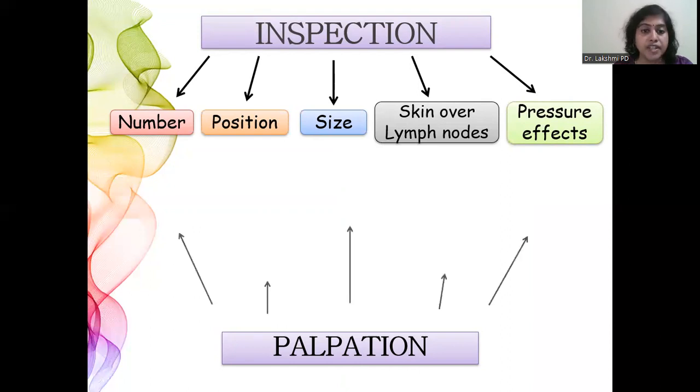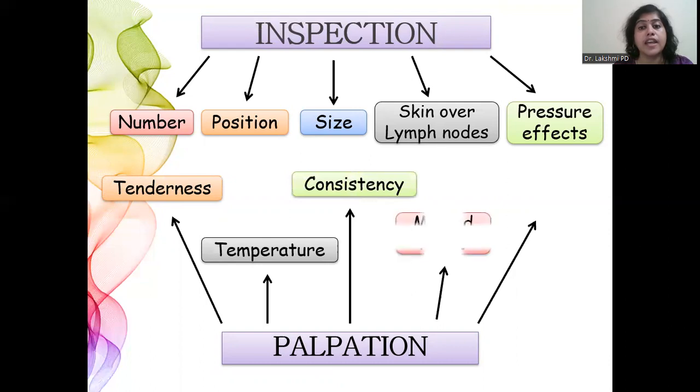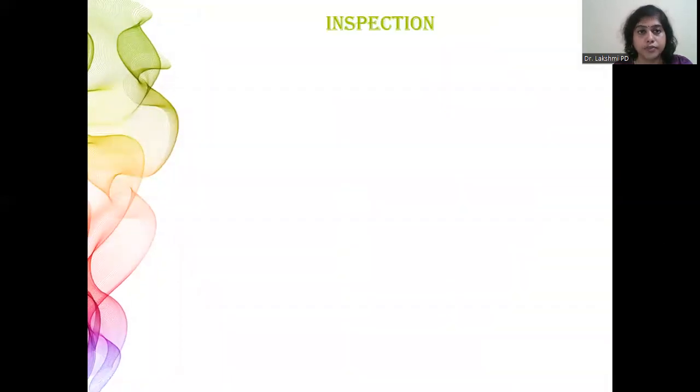Now, I told you how you palpate each group of lymph nodes. But while palpating, what you're supposed to be noting is the tenderness, if the patient has any sort of tenderness while palpating these lymph nodes, and if there is, the temperature, whether there's any temperature rise or not, the consistency, whether there is any matting of the lymph nodes, and finally the fixity of the lymph nodes to the underlying structures. So starting with inspection, it's always inspection, then followed by palpation.